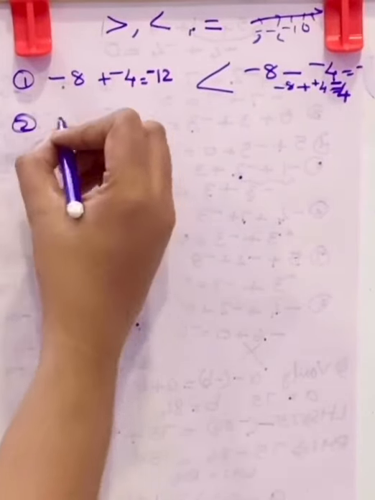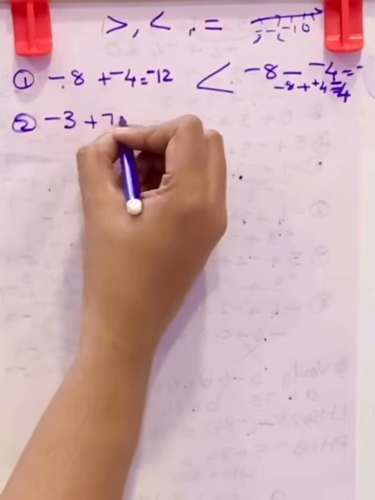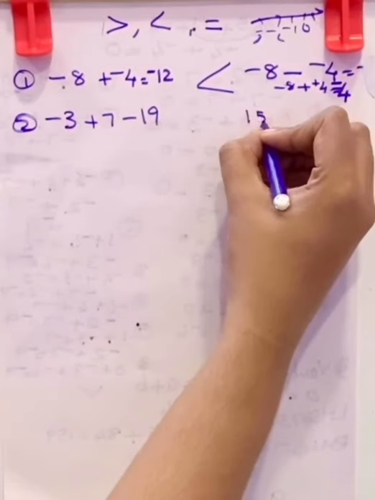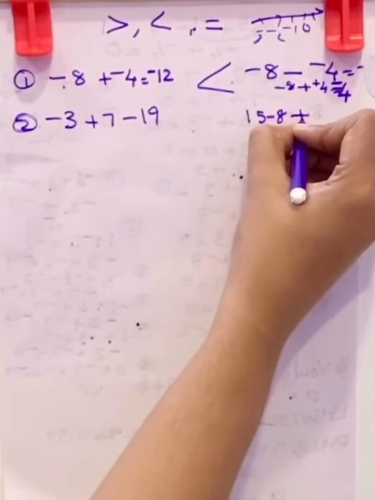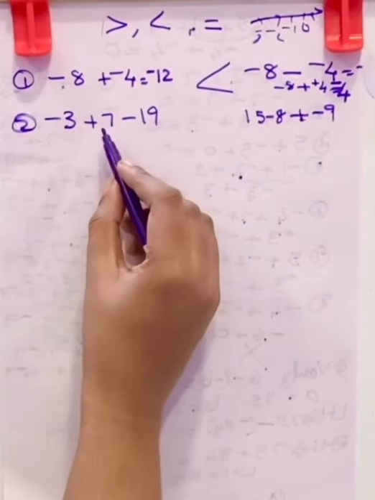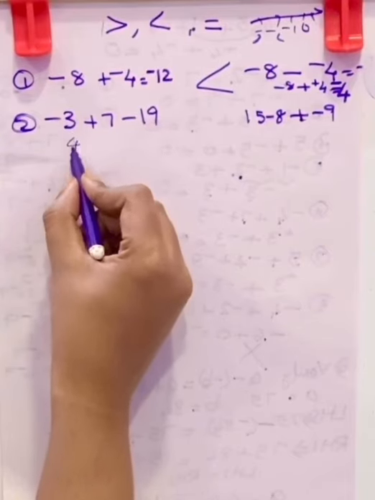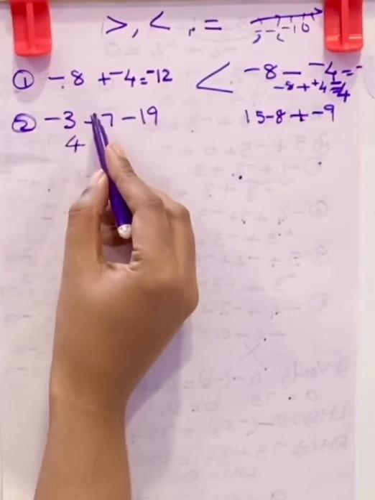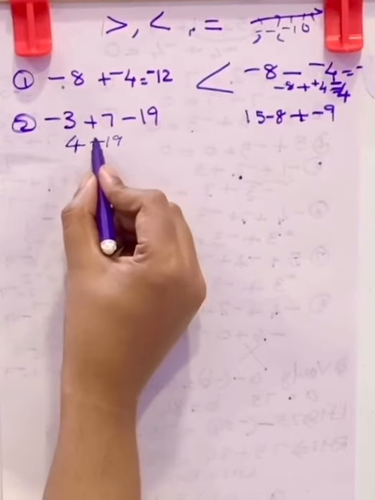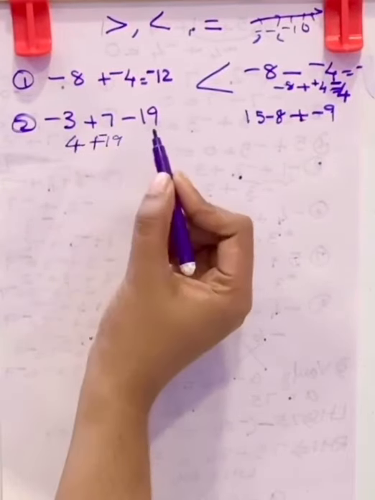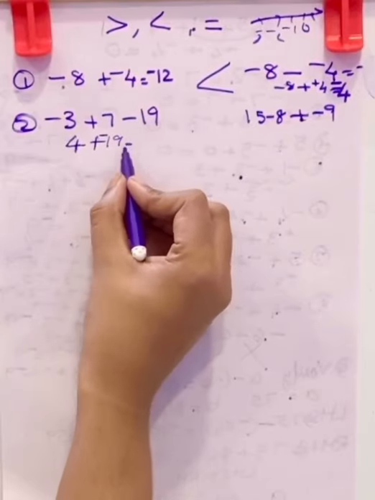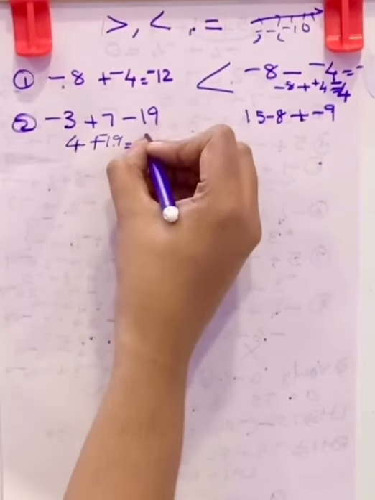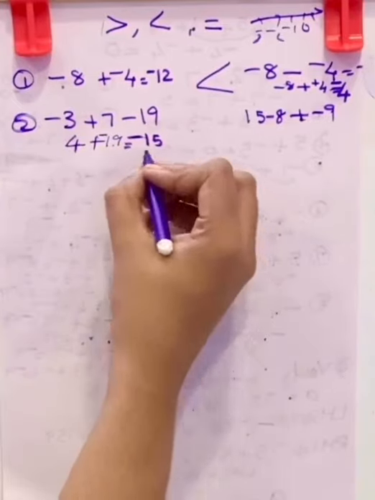Now next question. Minus 3 plus 7 minus 19. And on this side 15 minus 8 plus minus 9. Here minus 3 plus 7 is 4, positive 4, because the sign of 7 is plus. Now minus 19. Now this becomes plus and this becomes negative. Now the answer is, subtracting these two numbers you will get 15 and sign will be negative.